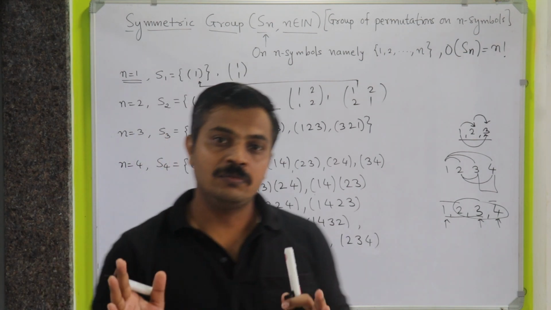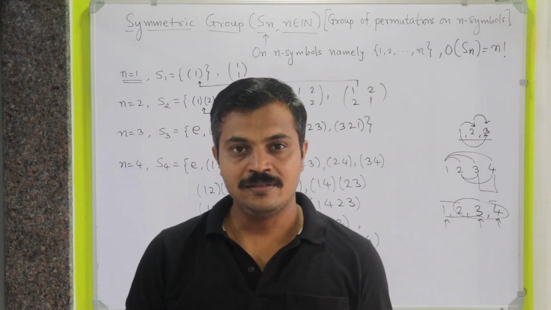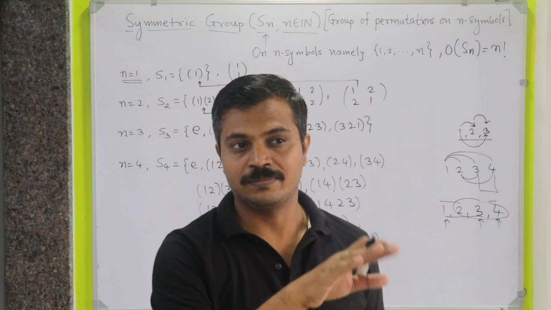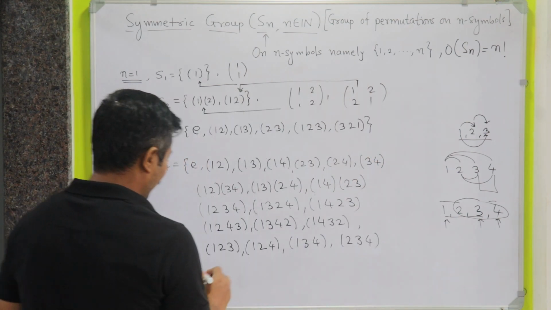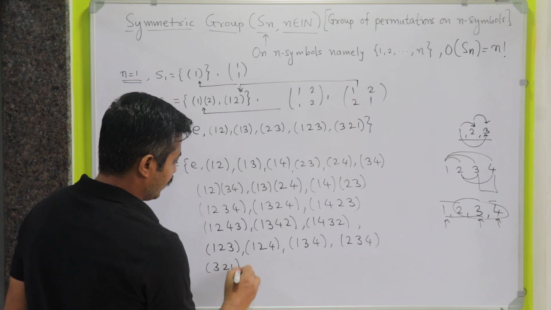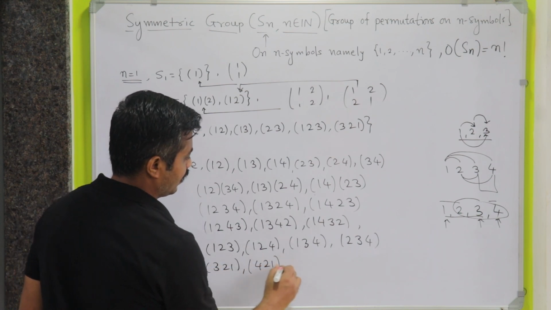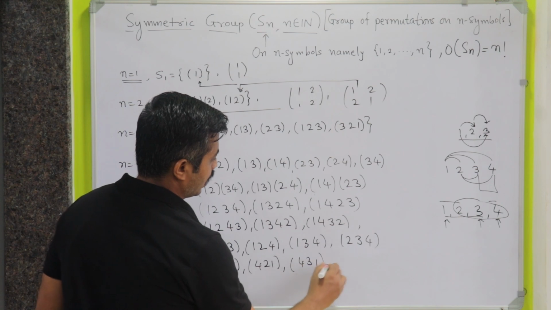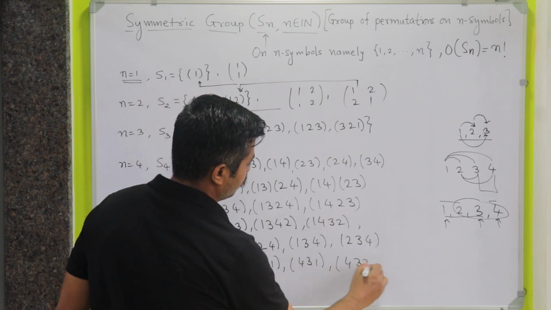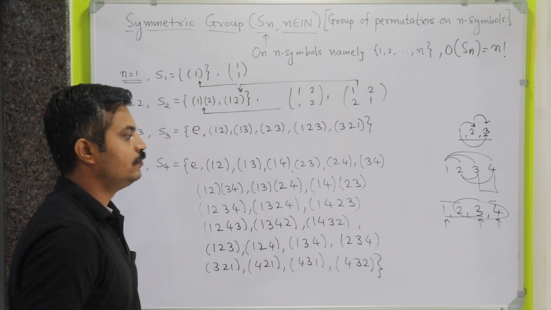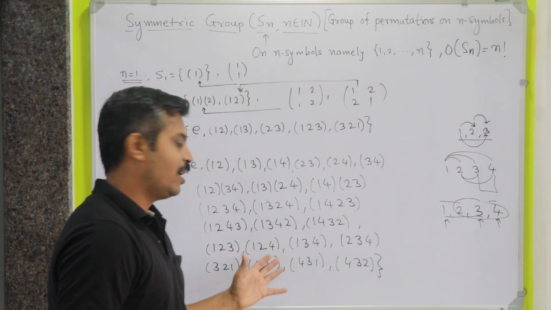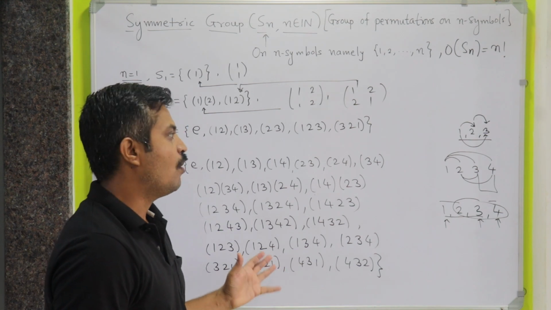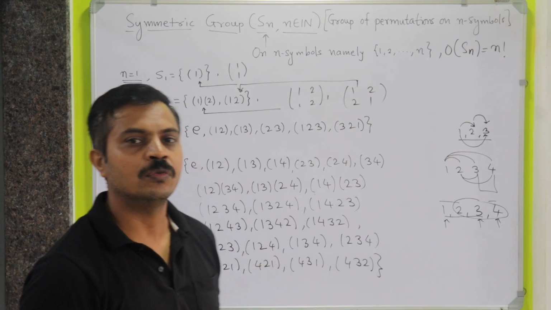Now we have to write down the inverses of these 3-cycles. Again, the same cycles in the reverse order. So what will I get here? (3 2 1), (4 2 1), (4 3 1), and (4 3 2). And this covers the entire 24 elements of the symmetric group.